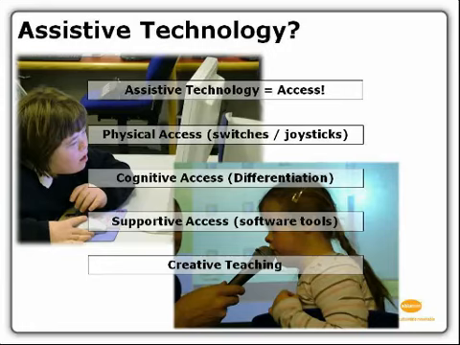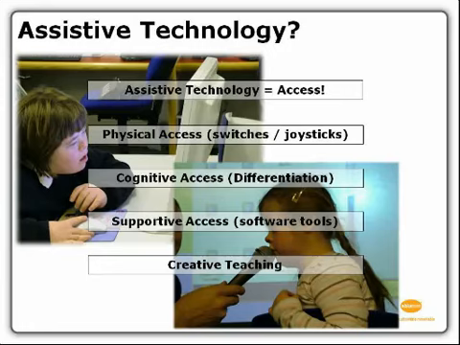The third strand is supportive access, and many of you have experience of this. This is software tools like Read and Write, or some of the Don Johnston tools where we might use phonetic word processors and things like this. They support somebody's access, and they're all scaffolds, really. They're things that we can add in or take away depending upon the needs of the user themselves.